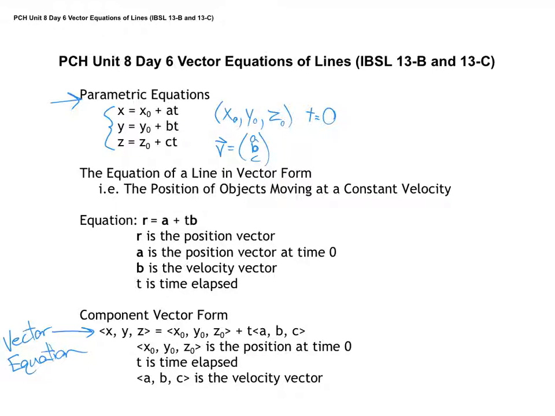If we had the vector equation, notice we have x, y, and z. So you'd have x equals x sub naught plus t times a. That's where we're getting this right here. And then we could do the same thing with our y: y equals y sub naught plus t times b. So the component vector form is made up of all three parametric equations? Yeah.